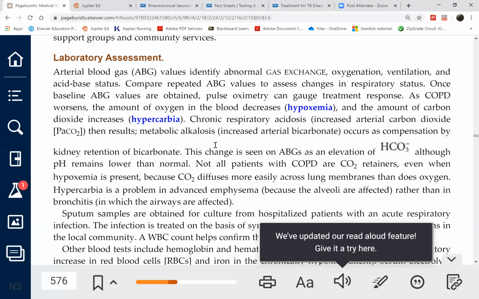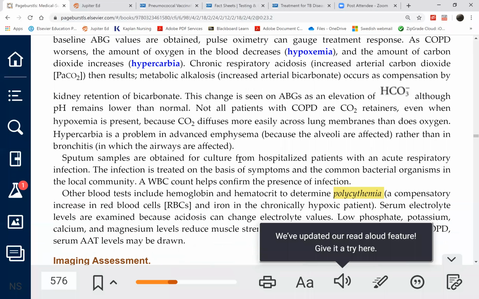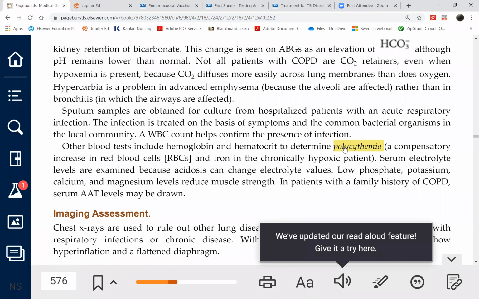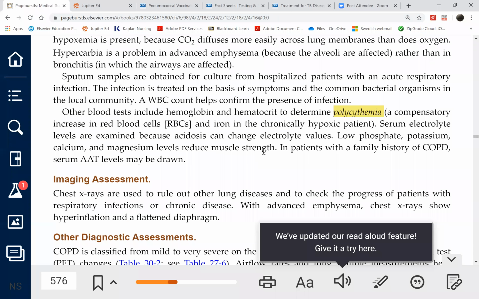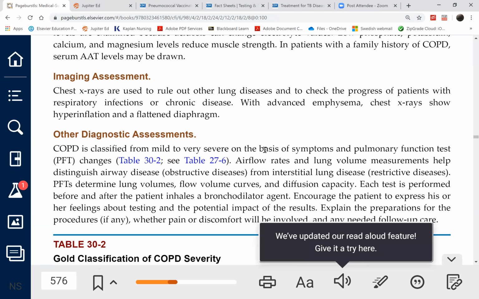So these patients, as I mentioned earlier, will have compensated respiratory acidosis, although sometimes during periods of exacerbation, they may go initially into respiratory alkalosis or even metabolic alkalosis when they come into the ER. I already mentioned the polycythemia. Again, this is a compensatory increase in red blood cells. This will explain the flushed appearance. And of course, x-rays will show the cardiac changes in addition to the hyperinflated lungs and the flattened diaphragm.